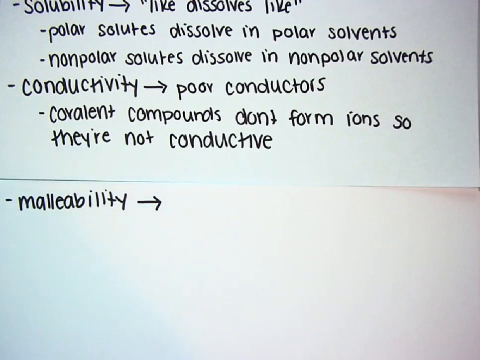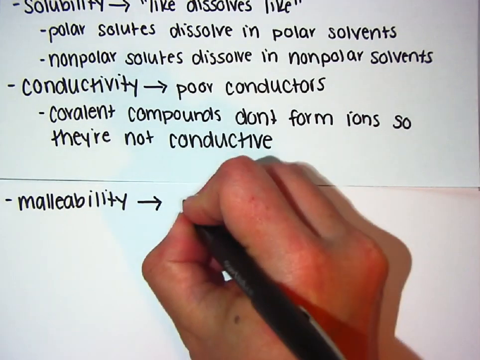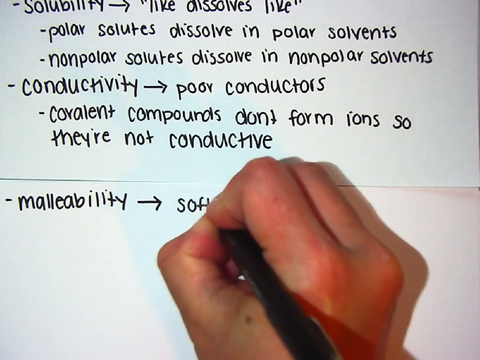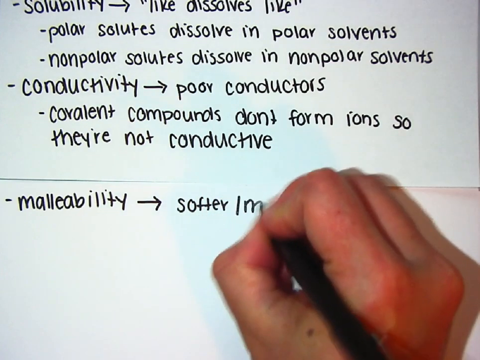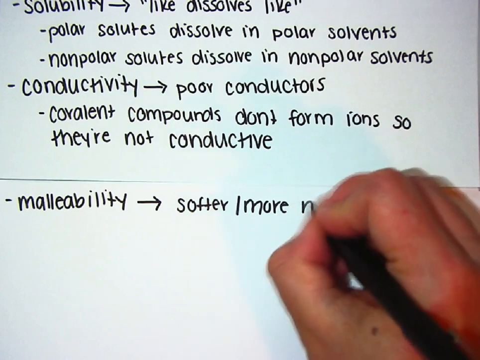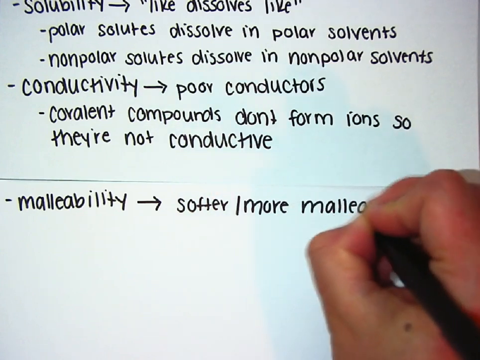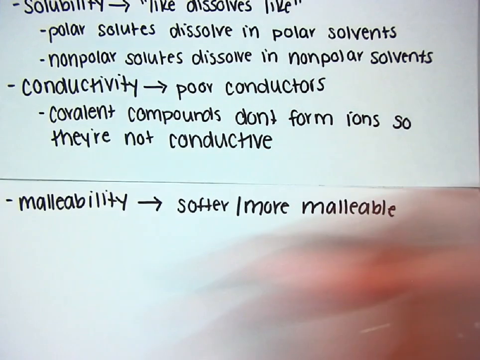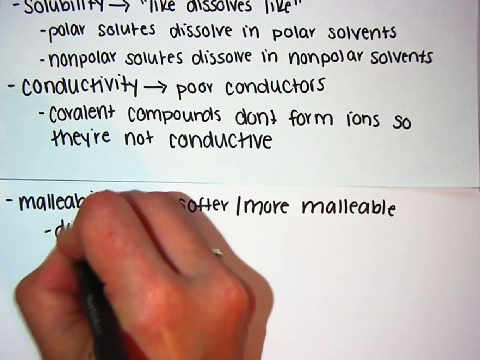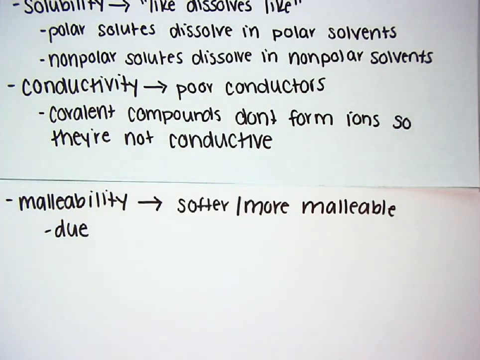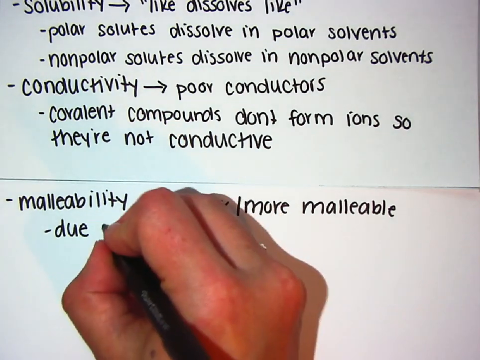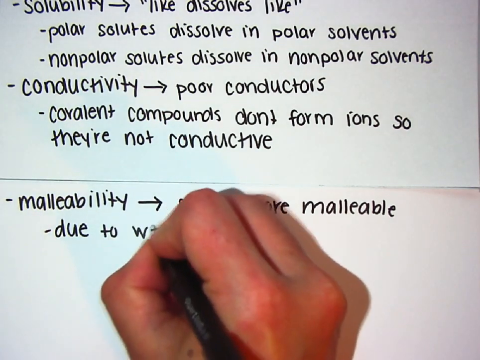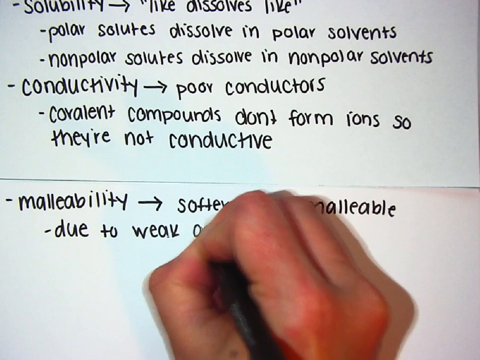For covalent compounds, they are going to be softer or more malleable. And again, just like we said with melting point, it is due to the weak attractions holding them together.